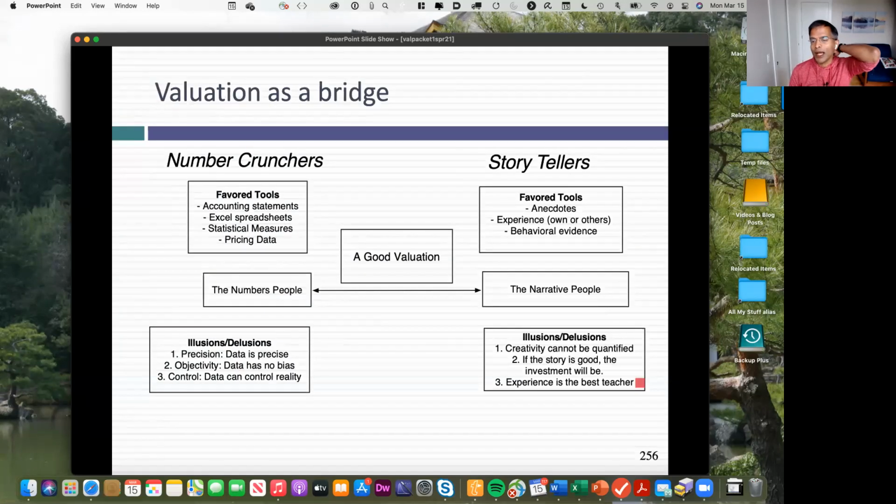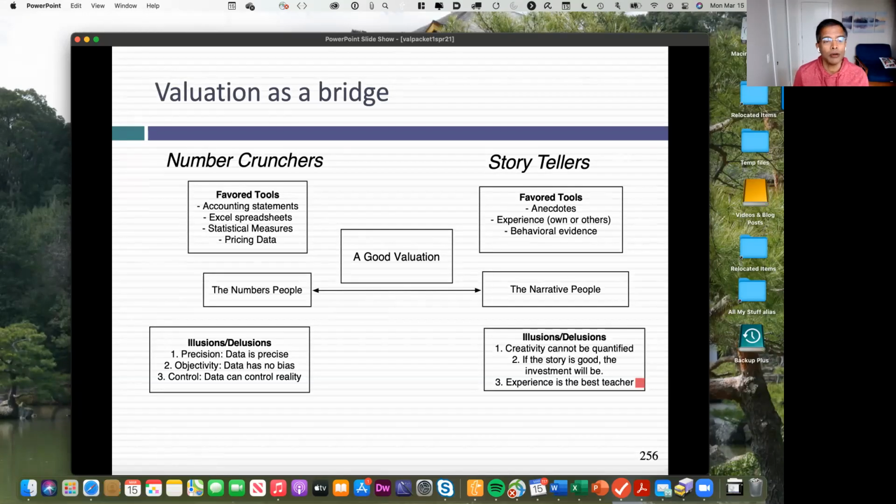So now let's go back to something I talked about at the start of the class, where I said a good valuation is a bridge between stories and numbers. And what I said then was every number in your valuation has to have a story attached to it, and every story you tell about a company has to have a number that goes with it. And I promised I would come back and make this more concrete.